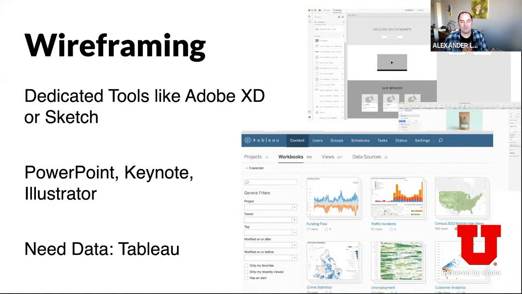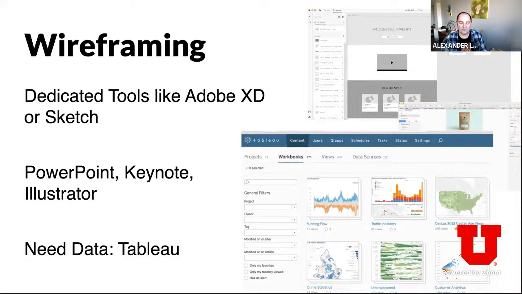In terms of prototyping, I do always encourage people to do hand sketches, especially in the beginning of a process, because that makes it easy to develop alternative designs. But of course, there are now many great wireframing tools out there. For example, dedicated tools like Adobe XD or Sketch can also be used for visualization design. But if you don't have these tools, you can also use PowerPoint or Keynote or Adobe Illustrator or any other vector graphic or other graphic program.